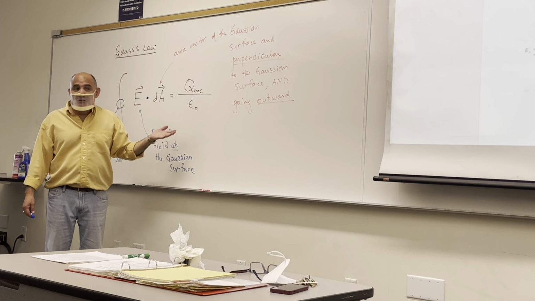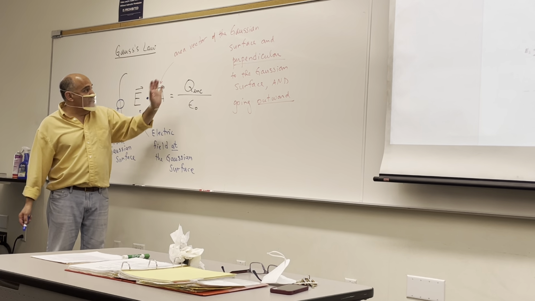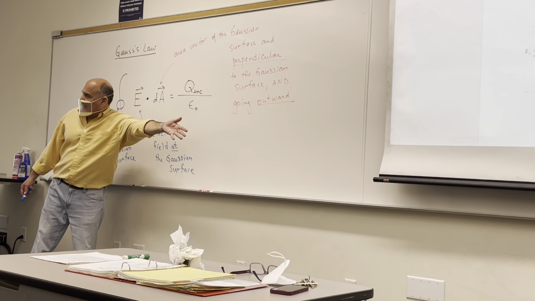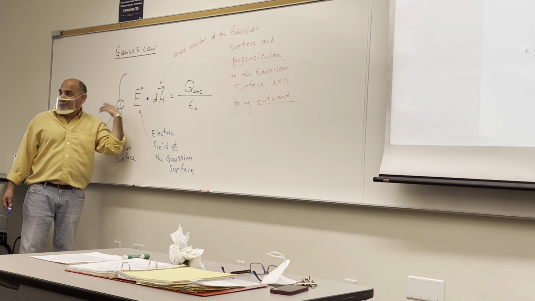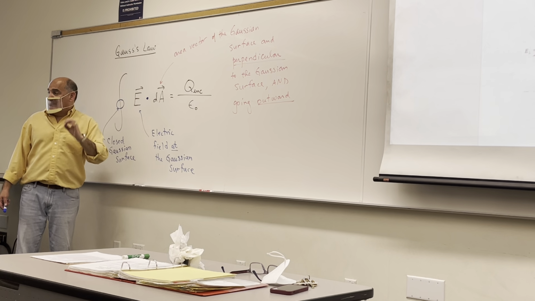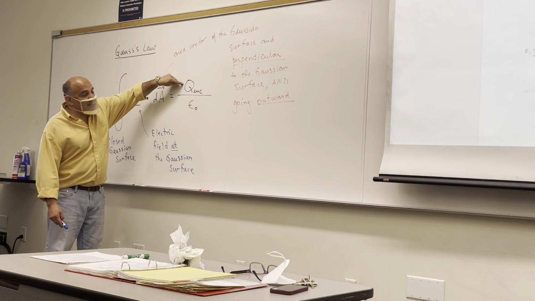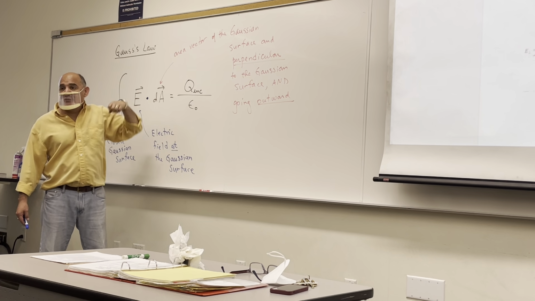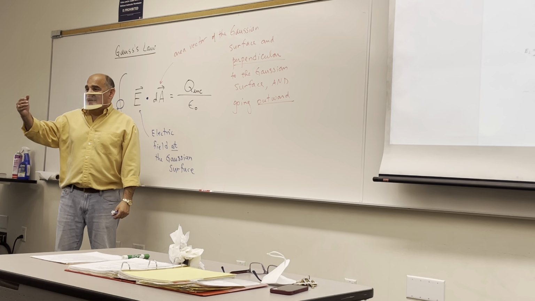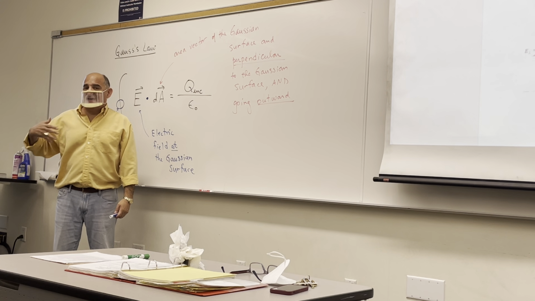Notice that the right-hand side of this equation is a scalar. Charge is a scalar, and epsilon naught is just a number. So the left-hand side must be a scalar too, because only a scalar can be equal to a scalar, right? So this integral is just going to be a scalar quantity. That's why these two vectors are related by the dot product. This Q enclosed represents the total charge inside, or enclosed by, the Gaussian surface.